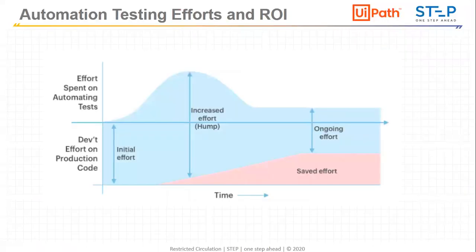Let's move to the automation testing efforts and the ROI, how the clients are calculating this ROI in the particular automation. So you can see here the automation and whatever things we are doing in the automation. Here this peak is related to creation of automation.